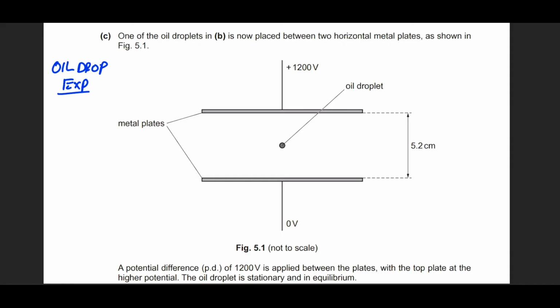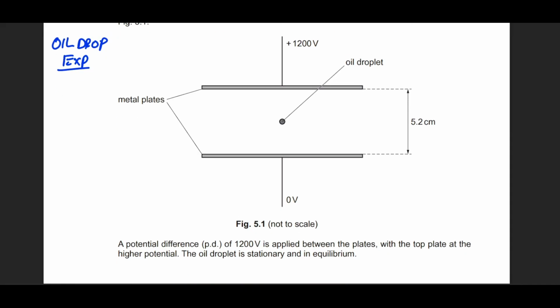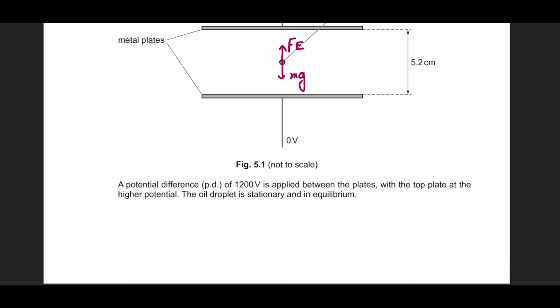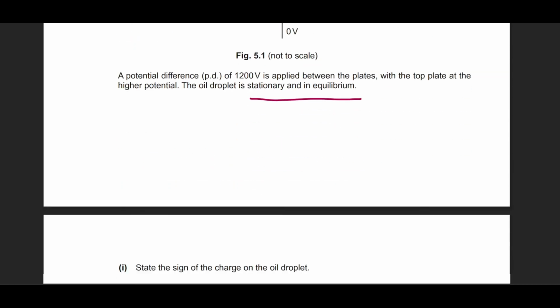So he says there are two horizontal plates. Okay, fine. There is an oil drop at the center. Good enough. There will be its weight, and probably it's held in place due to the electric force on the oil droplet between the metal plates. A potential difference of 1200 V is applied. The top plate is positive. The oil droplet is stationary and is in equilibrium.